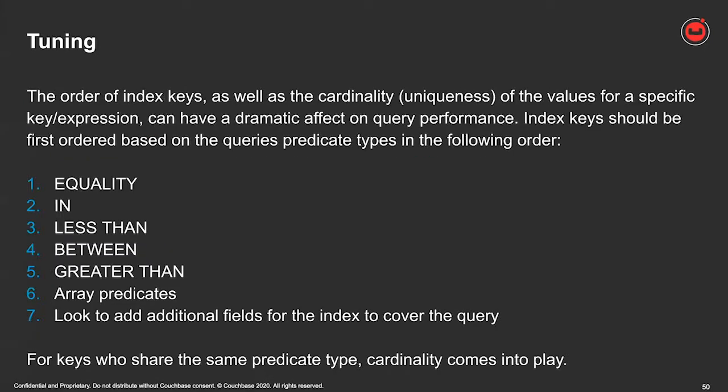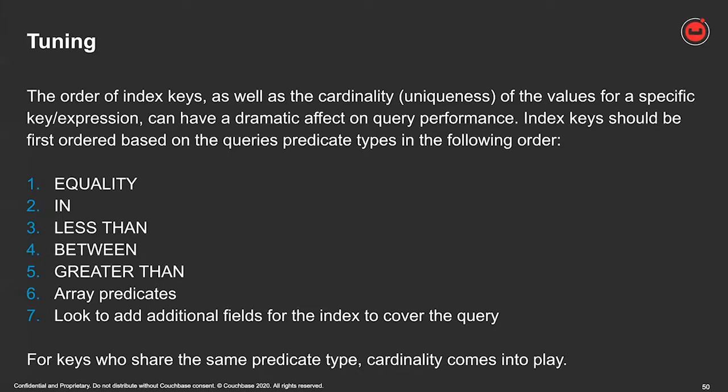And lastly, remember index key order and cardinality can have a significant effect on query performance. We saw this going from a doc type attribute with 8 unique values to an IATA attribute with 10,000 unique values. Index keys should be ordered based on the predicate types from the query in the following order: equality statements first, then in statements. This is basically an equality with an or. This equals this, or this, or this. Then less than statements, between statements, greater than statements, followed by array predicates, and then any other additional fields that can be used to cover the query.